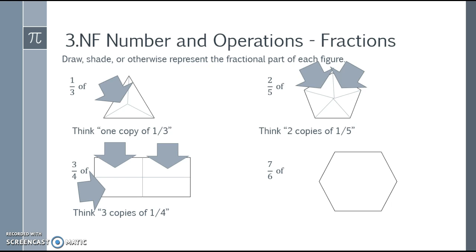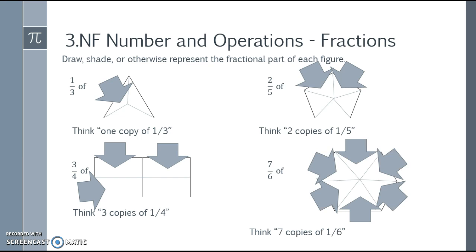7/6 of the shape. Once I cut it into 6 pieces, I need 7 copies of 1/6. But I see here I only have 1, 2, 3, 4, 5, 6. I need 7 copies. I need 1 more, which means I need to add another shape. So by adding another shape also cut into 6 pieces, I now have my 7th piece.